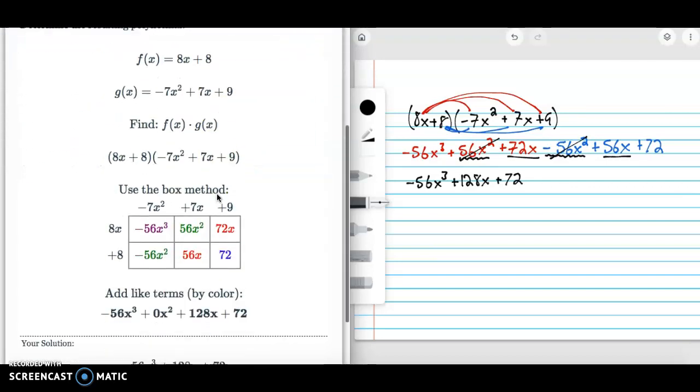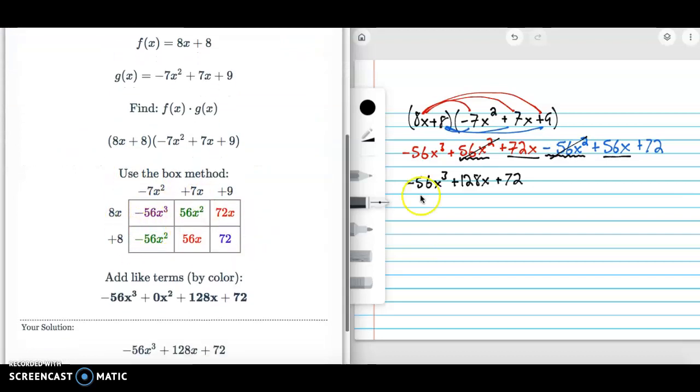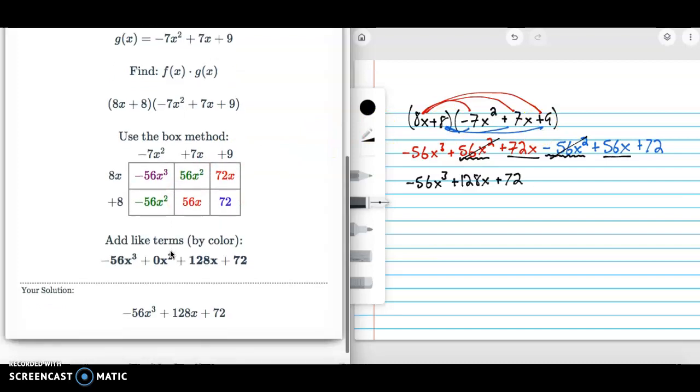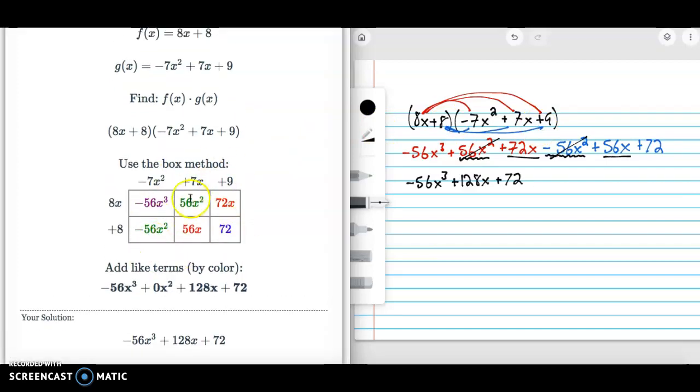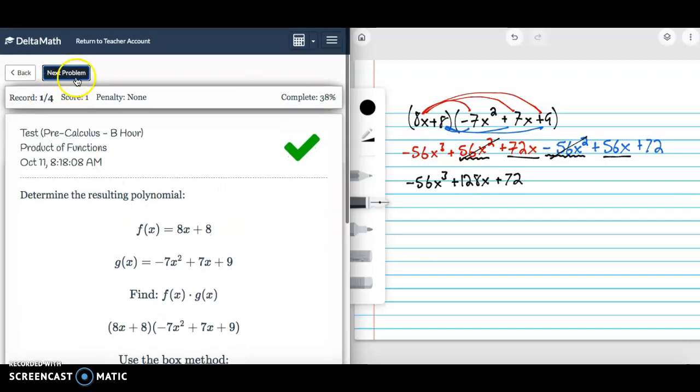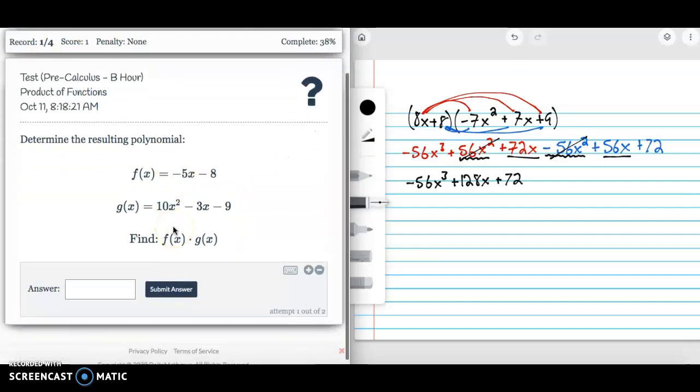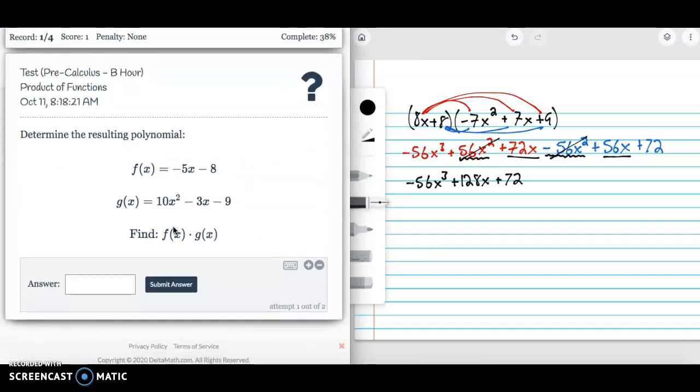Good job. They use the box method in their answer. You could also use the distribution method. If this explanation makes more sense to you, feel free to use that as well. All right, let's do one more of these because they are a little bit long.